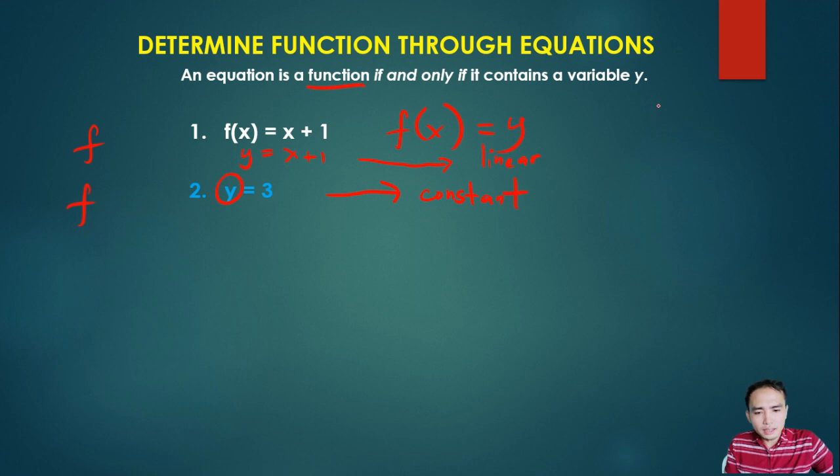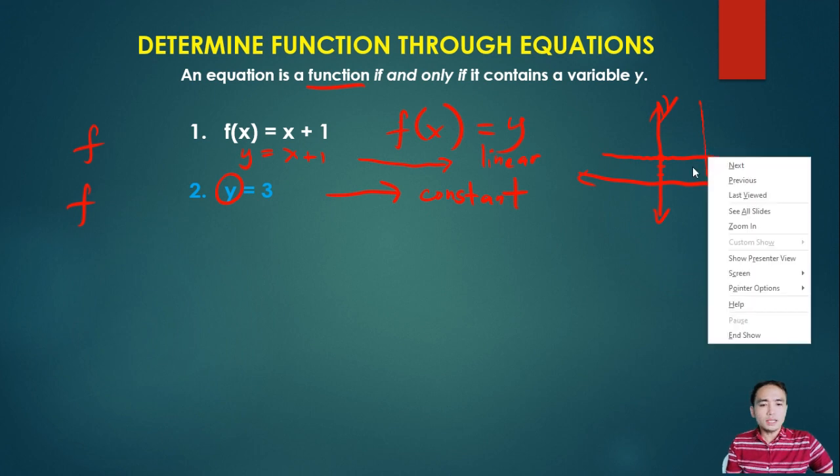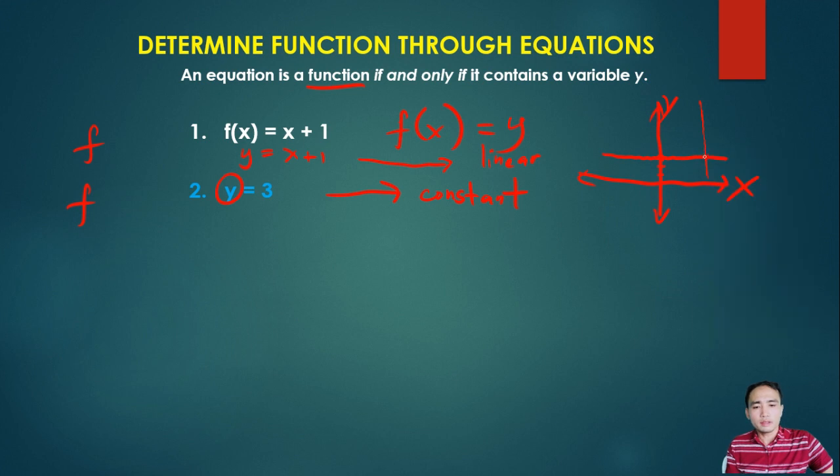So, yung graph niyan, ganito yung graph niyan. For example, this is the y-axis and x-axis. And then y is equal to 3. Ibig sabihin, yung x natin is 0. Then, mag-go up lang tayo 3 steps. Ayun. The graph is parallel to the x-axis. And then if we are going to draw a line, vertical line test natin, para ma-determine natin na function siya. It intersects only at one point.